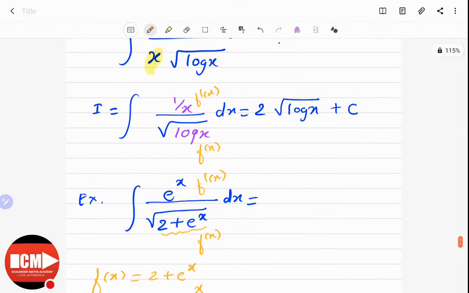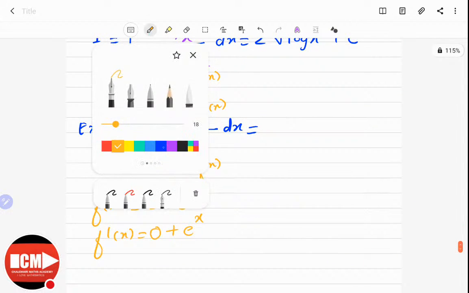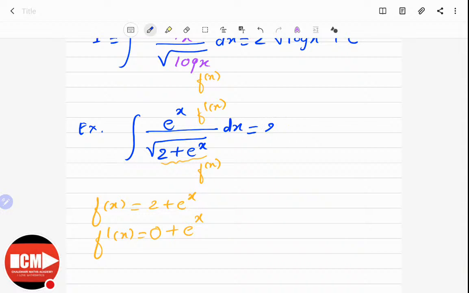This is the perfect example of this corollary where the function is present in the square root, its derivative is present in the numerator, and this is the final answer, twice of under root f of x. So here I am writing the final answer for this question as twice of under root 2 plus e raised to x plus c. This is the final answer for this question.